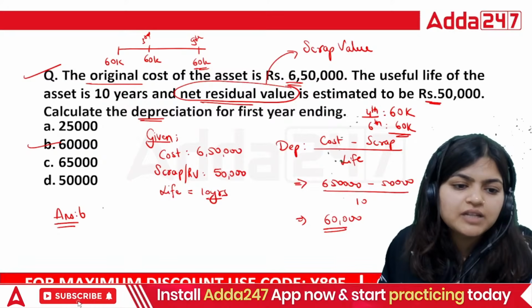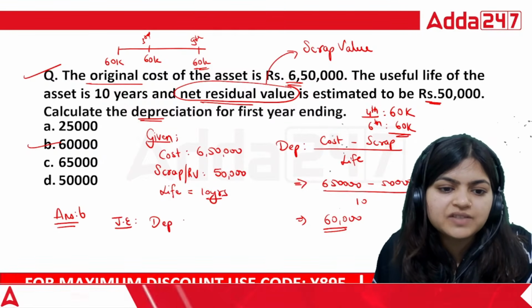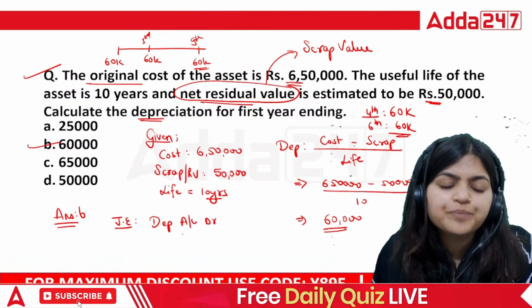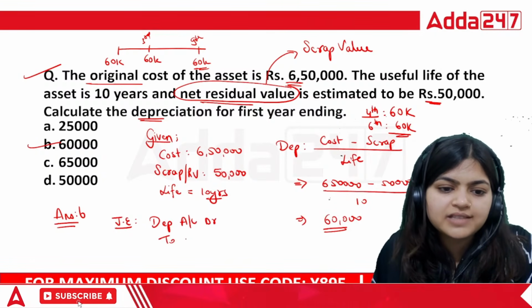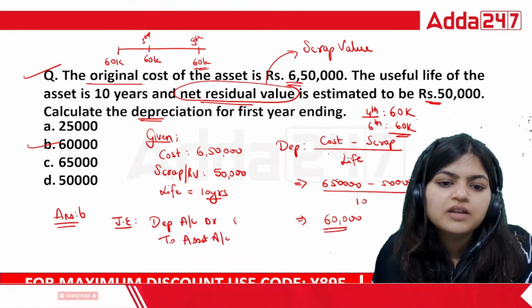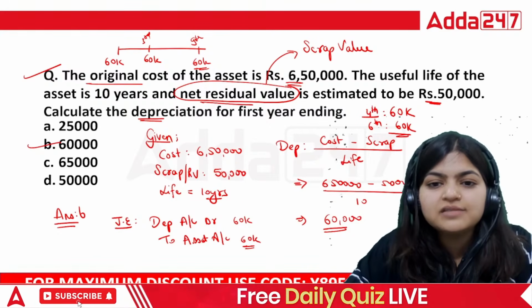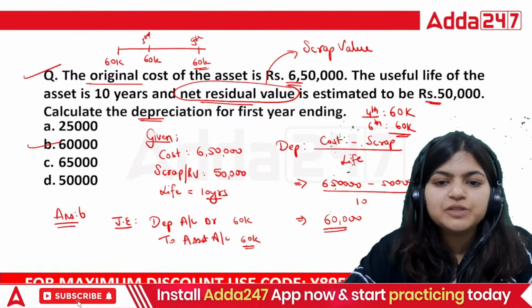Okay, so let me tell you here journal entry as well. This is going to be depreciation account debit to asset, name is not given to us, so let's say asset only, asset account 60,000. This is how you need to pass journal entry. I hope this point is clear now.